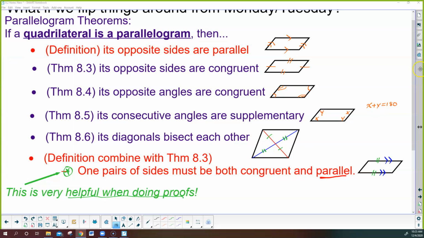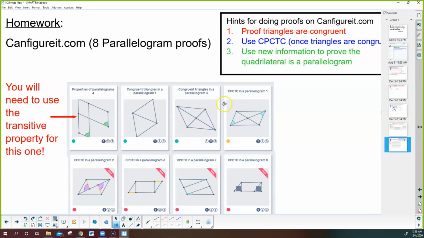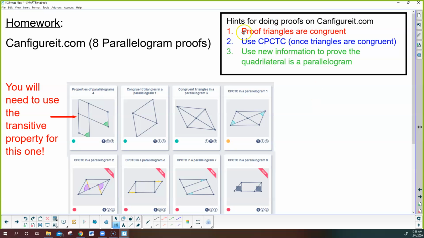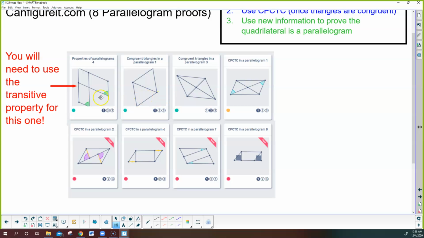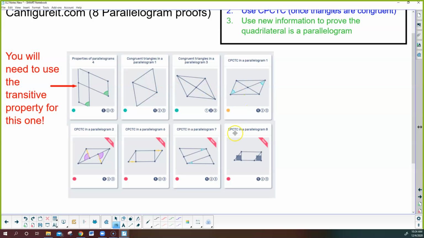Okay? Some of these proofs are friendlier than others. So here's what we got. Your homework tonight is to do 8 parallelogram proofs. These hints aren't always the case. Okay? And these are the 8 proofs that you have to do. I'm going to tell you a hint right away on the first one. You will have to use the transitive property the way I just showed you. All the other ones, you're going to kind of have to work through on your own.